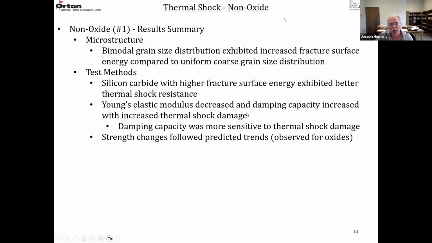Young's elastic modulus decreased and the damping capacity increased as the thermal shock damage increased. And comparing Young's modulus to the damping capacity, the damping capacity was more sensitive to thermal shock damage. And the strength losses as a function of the quenching temperature followed trends predicted by both R4 prime and RST. And these materials exhibited similar behavior to the oxide materials we've been looking at.